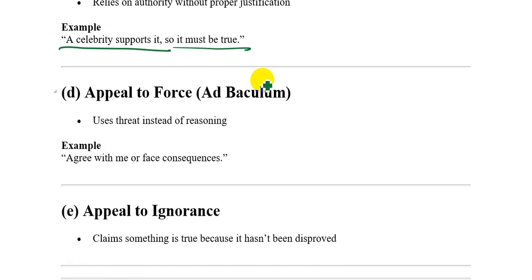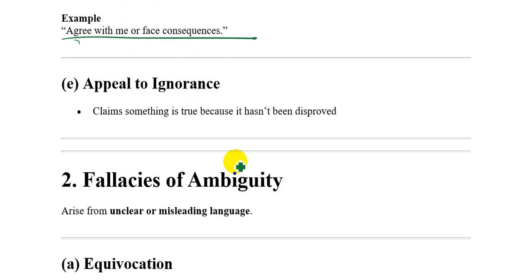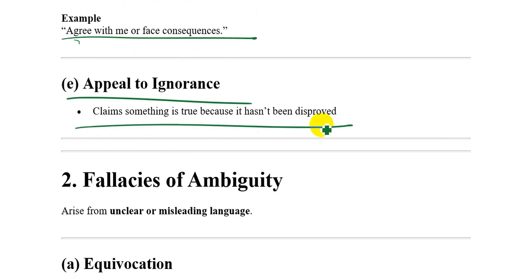Next is appeal to force, ad baculum. It uses threat instead of reasoning. Agree with me or face consequences. Appeal to ignorance. It claims something is true because it hasn't been disproved.